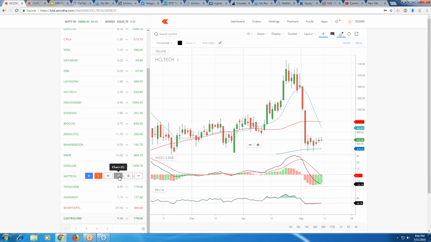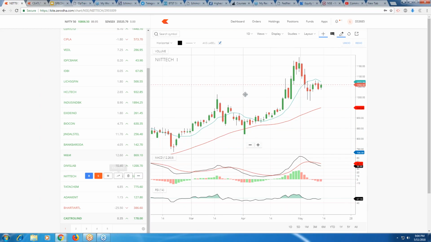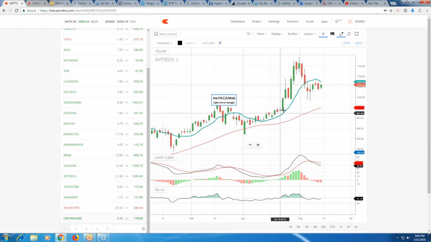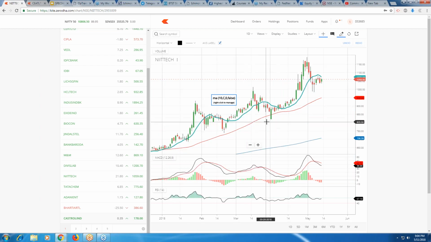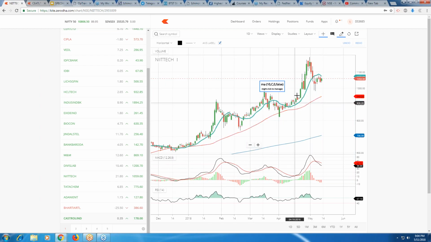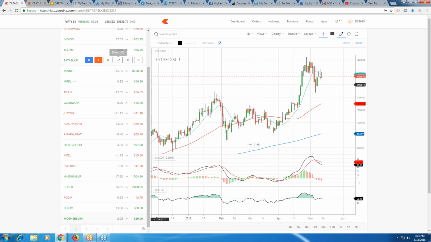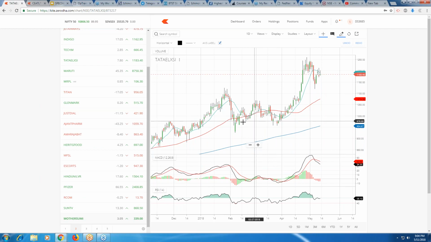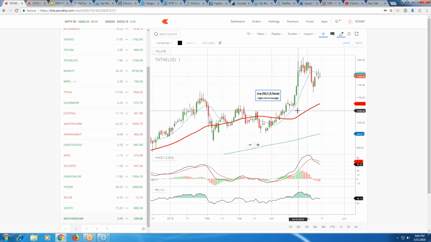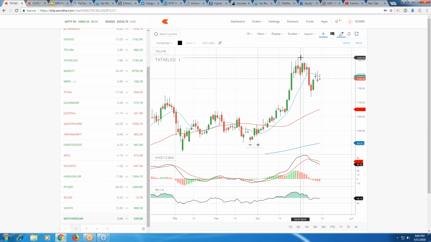Same goes for NIT Tech. Many days the stock was consolidating above the moving average, and the moving average took a support, and see the run up that it has had. From 927 it went up to 1187. Similarly, any stock for that matter. I want to show you Tata LXI also. Here you can see the moving average is trying to take support time and again, and when it comes over here at 1030, from here it took a flight to 1258.